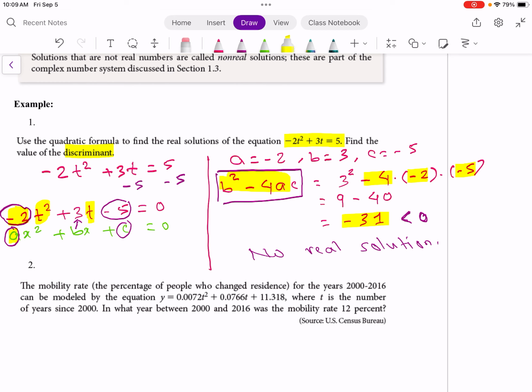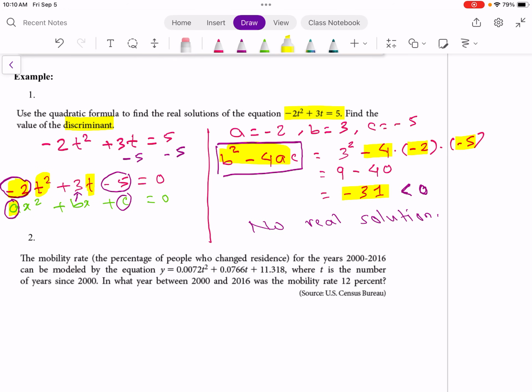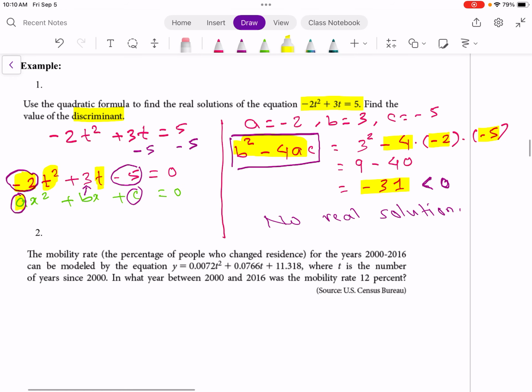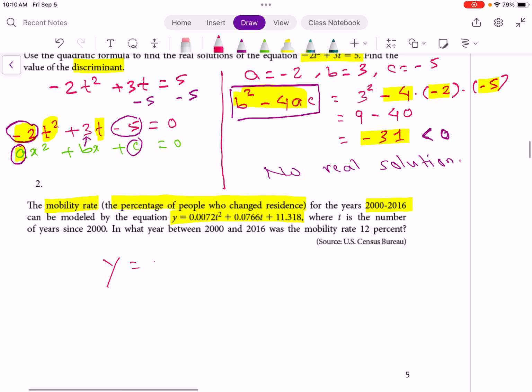So here we have an application of quadratic equations. Let's see how we can use a quadratic equation in a real life problem. The mobility rate, which is the percentage of people who change residence, for the years 2000 to 2016, can be modeled by this equation. The equation is y equals 0.0072 t square plus 0.0766 t plus 11.318.